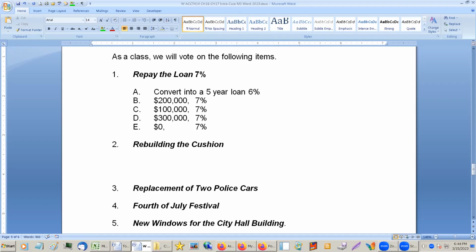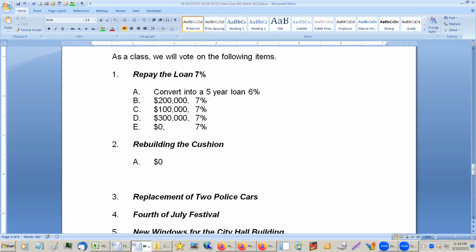Now, rebuilding the cushion. And this is for the next year. How much do we want to start rebuilding the cushion? And I'll put in the first one, which is zero. We have that possibility. Now, one of the things that you definitely want to talk about is how many years you want to do this. Obviously, you can't throw $2 million in there the first year. But the question is, how long do you want it to take? 10 years, 15 years, whatever it is. They don't really tell us how long it took to rebuild the other one. But it's not going to happen overnight.